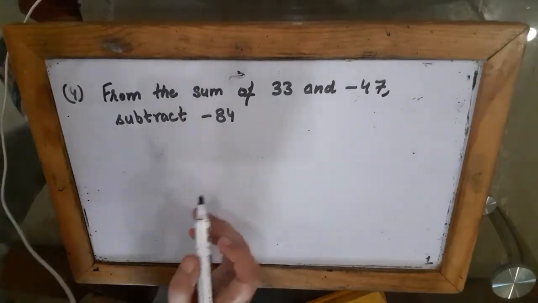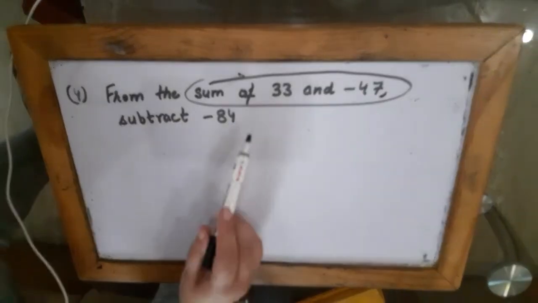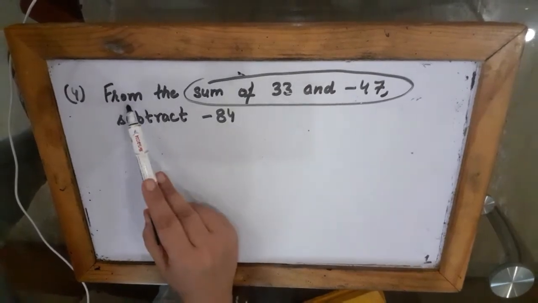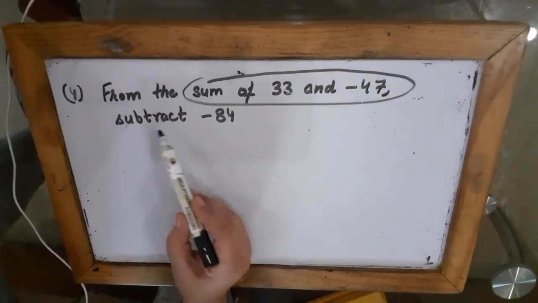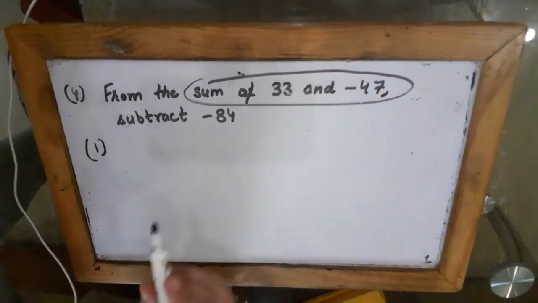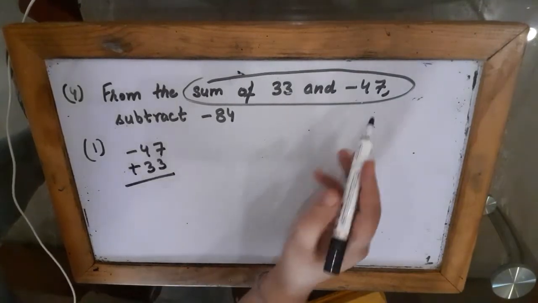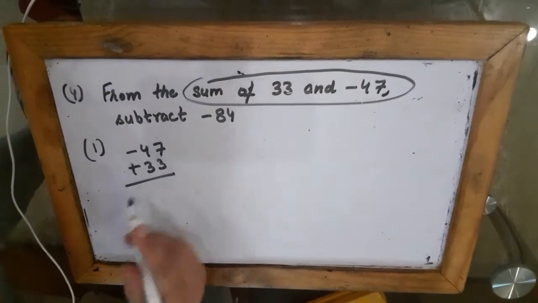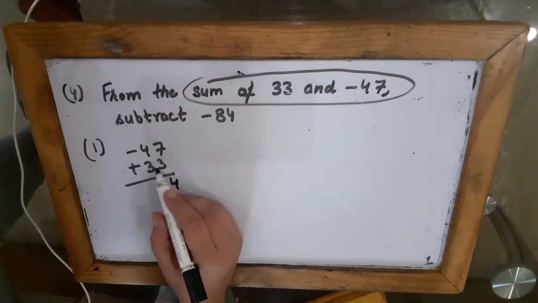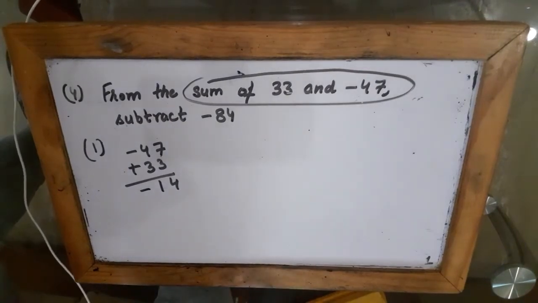Come to the fourth question. We are saying from the sum of these two numbers. Sum of these two numbers means I have to add both of them, and from whatever answer I get, I have to subtract minus 84. So first of all, I will take out the sum of these two numbers. One is positive and one is negative: minus 47 and plus 33. Both are different signs, so I have to subtract them. 14, and because the negative integer is bigger, my answer will be minus 14.